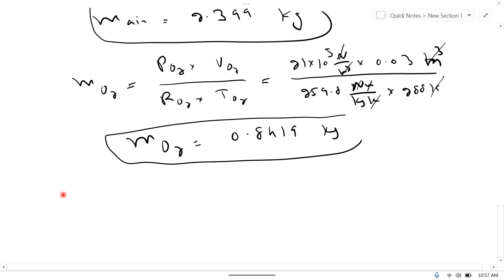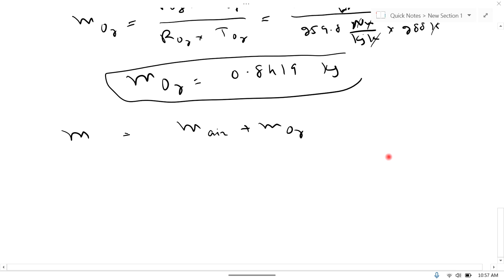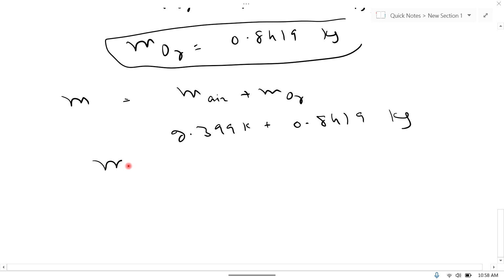Now the total mass of the mixture is equal to mass of air plus mass of oxygen, which is equal to 2.399 kg plus 0.8419 kilogram. So the total mass of the mixture of oxygen and air is 3.2409 kilogram.